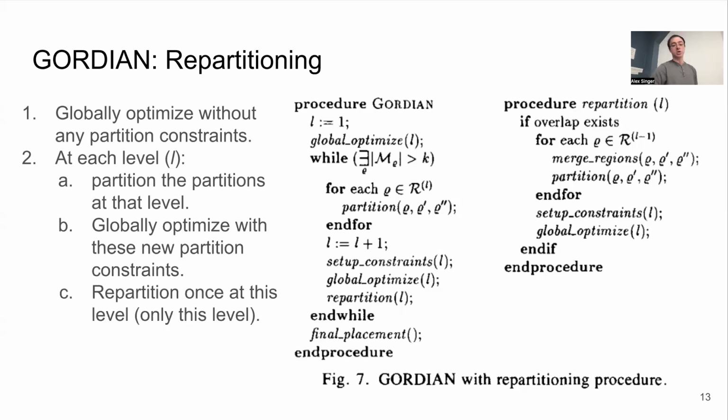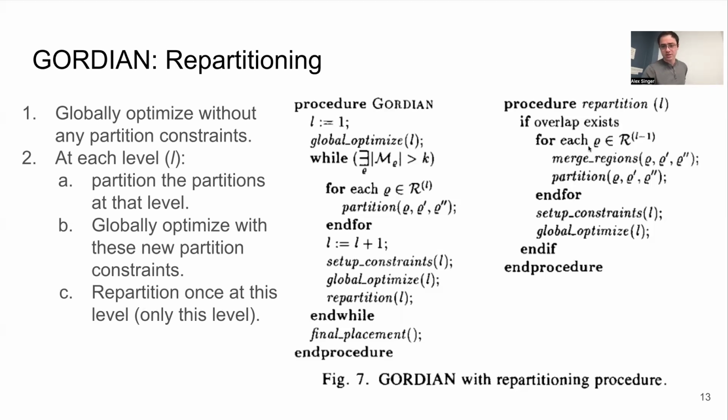And then finally, we repartition once at this level and only this level. So we're going to repartition once, and then we're not going to repartition again for the same cut lines, I don't believe. They show on the right how they do this. They say if overlap exists. Now, they define overlap within their paper as basically a block that wants to be on the other side but isn't. That's what they call overlap.